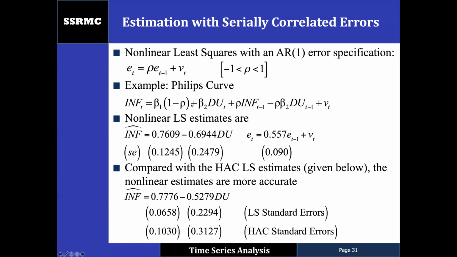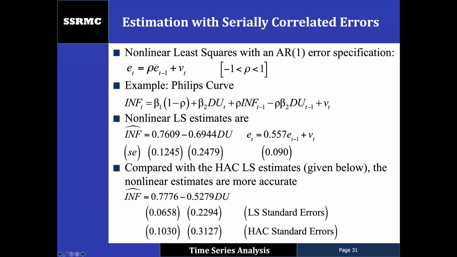And with this procedure, we still use the Phillips curve as an example, and we can estimate the nonlinear LS parameters. They are 0.7609 for the intercept term and 0.6944 for the coefficient of DU. And we can also estimate what the value of rho is. It has a standard deviation of 0.09.